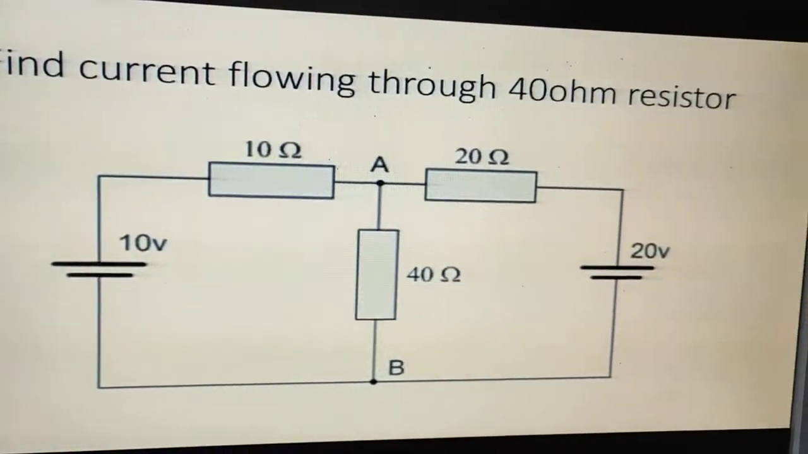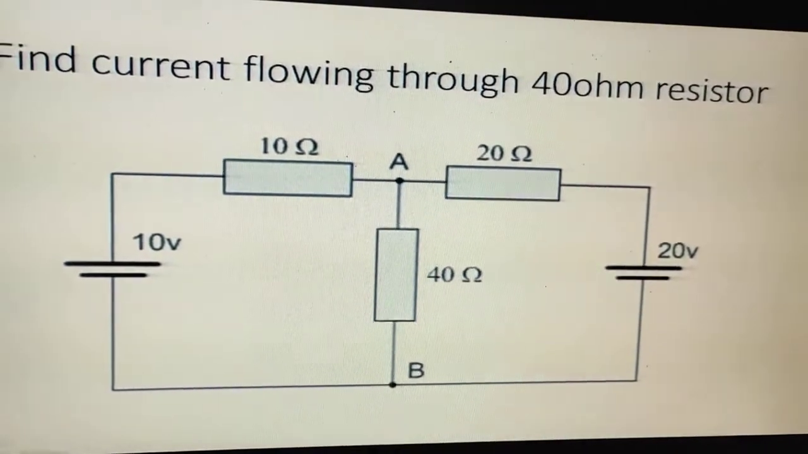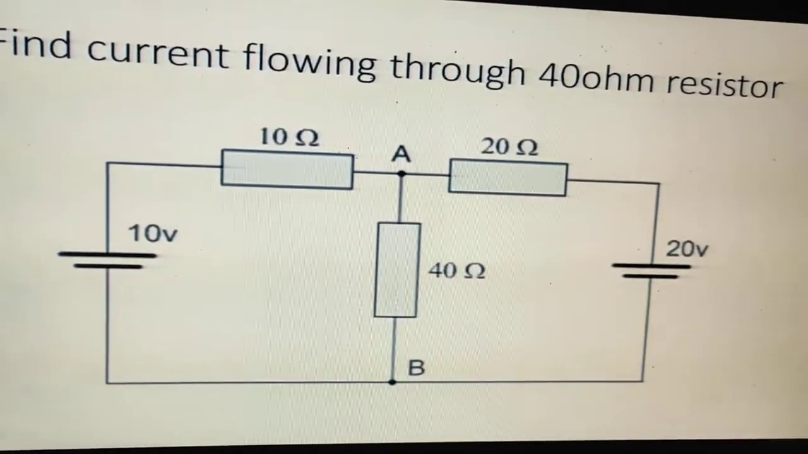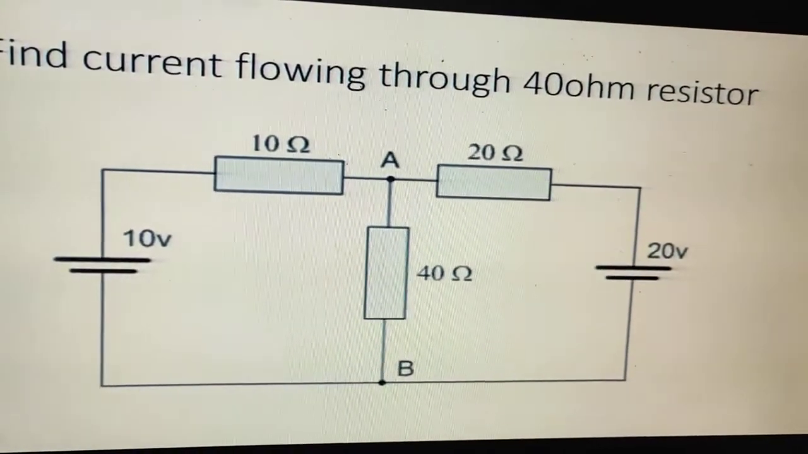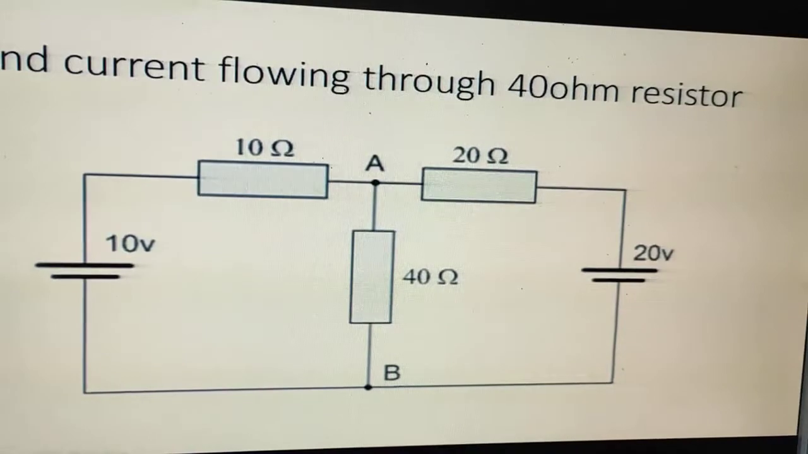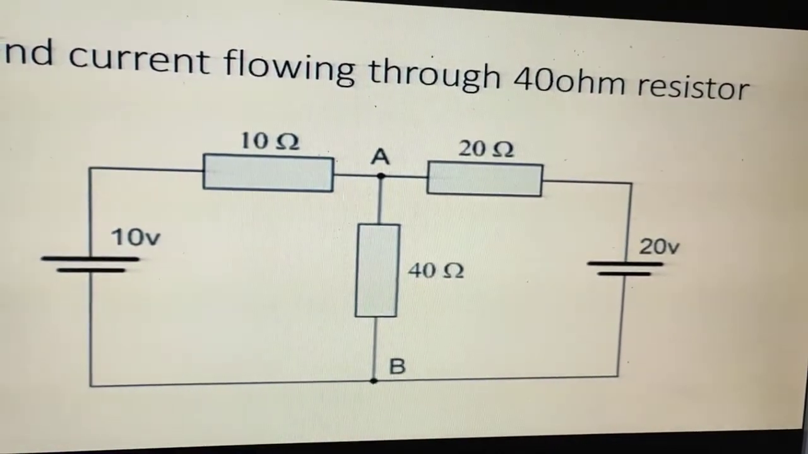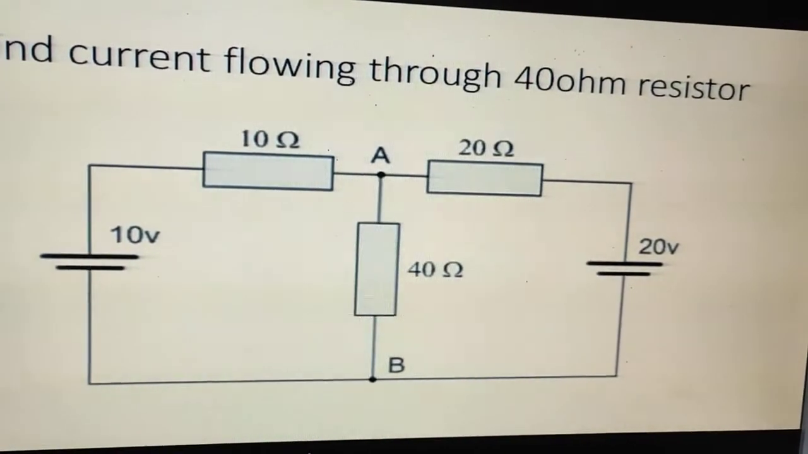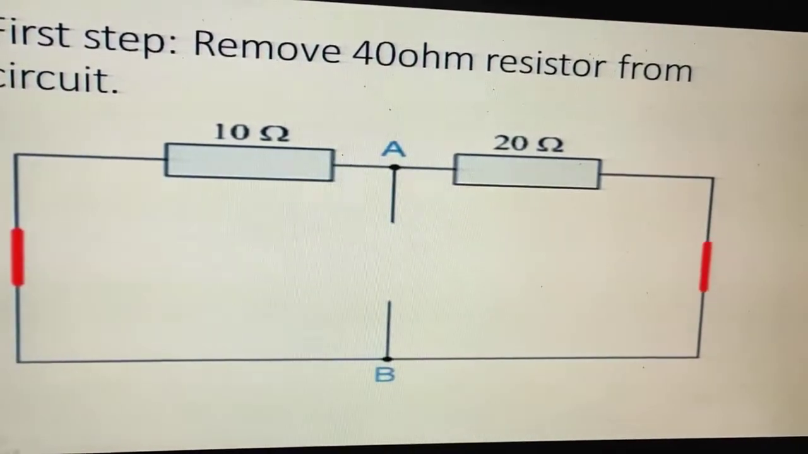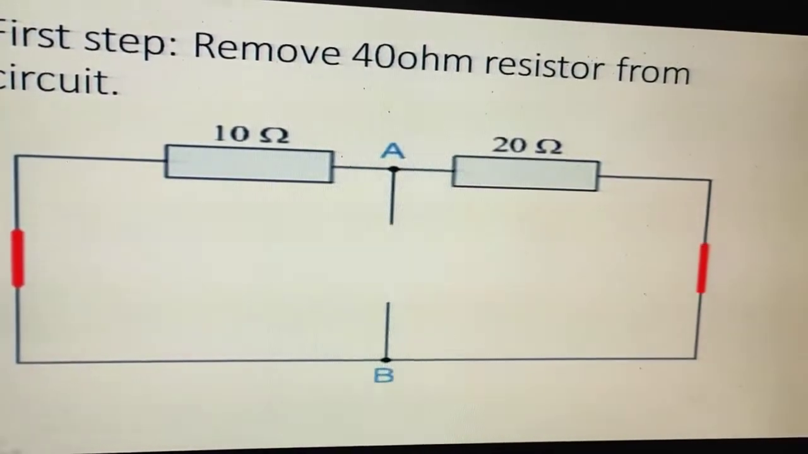So this is a circuit for which we are going to find out the current flowing through the 40 ohm resistor with the help of Thevenin's theorem. As Thevenin's theorem says, the entire circuit we can convert into the equivalent voltage source and equivalent resistance in series with it. For the first step you have to remove the resistor, which is called the load resistance.